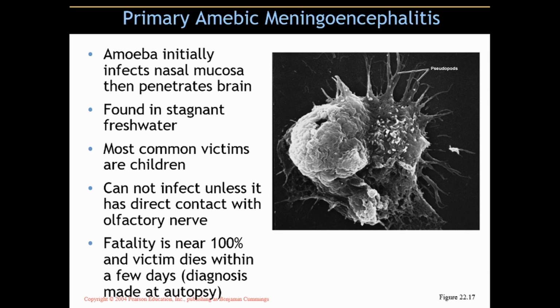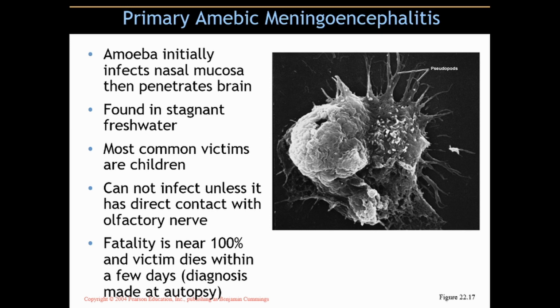Primary amoebic meningoencephalitis. That's a mouthful. So you've got both here. You've got meningitis and encephalitis caused by this protozoan known as an amoeba. The amoeba initially infects nasal mucosa, then penetrates the brain. And this is interesting about it: it cannot infect unless it has direct contact with olfactory nerves.